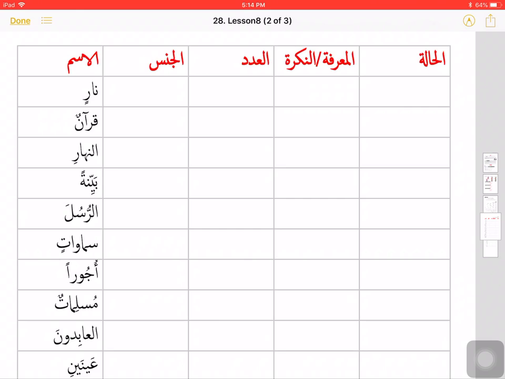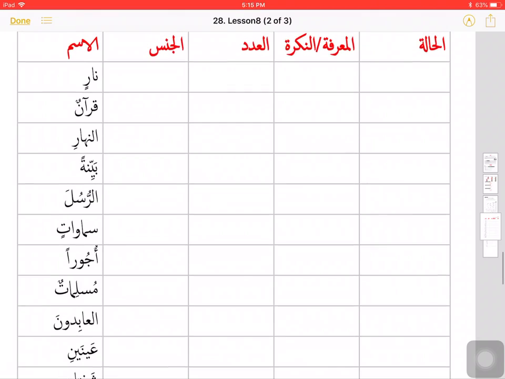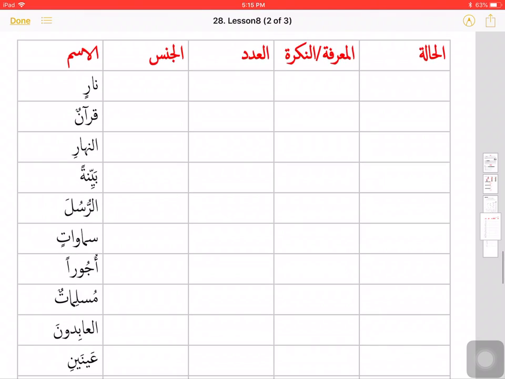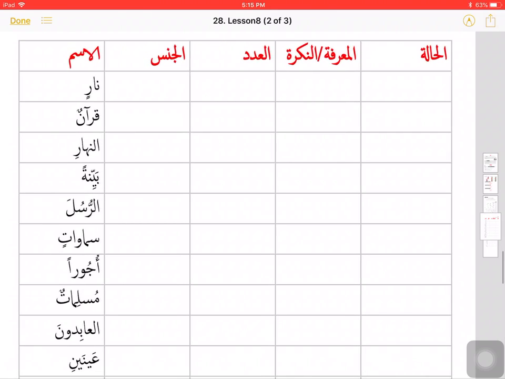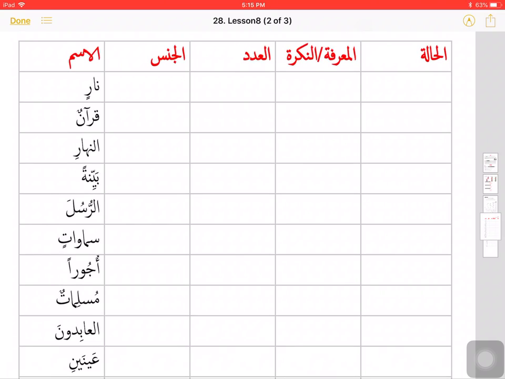Muslimatun is mu'annath. It is jama mu'annath salim. It is a nakira word, and its hala is raf, atun. Al-abiduna is mudhakkar. It's jama. It is ma'rifa because of al, and hala is raf because of una ending. Aynaini, the jins is mu'annath. Adad is muthanna, the two. It is nakira, and its hala is either nasb or jar.